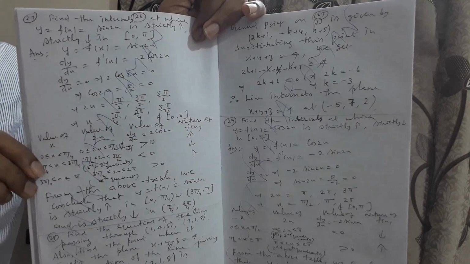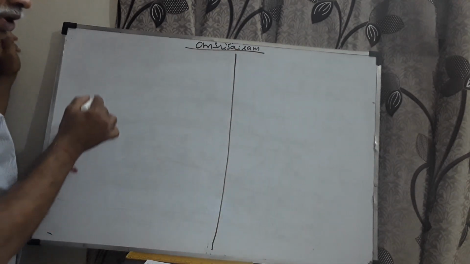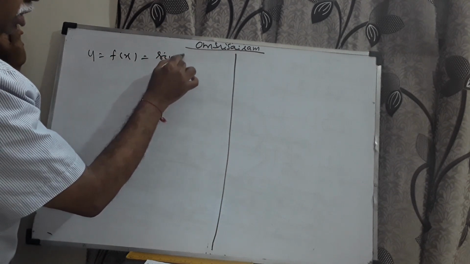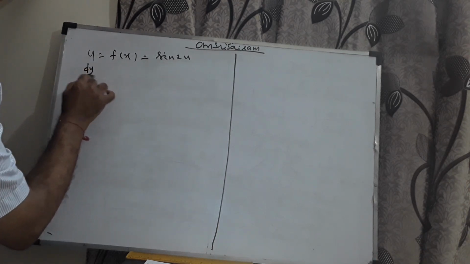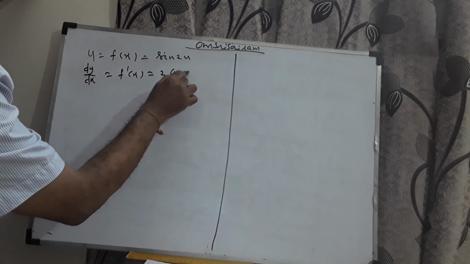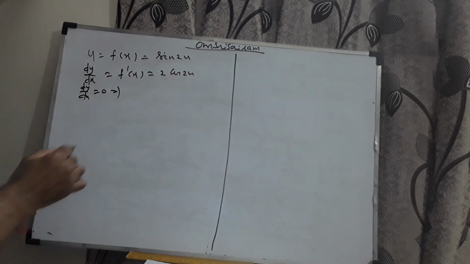In the interval 0, pi, wherever sine 2x is strictly increasing or strictly decreasing, you should find out. Listen carefully. Recall, if dy by dx is strictly greater than 0 for a function y equals f of x, it is strictly increasing. If dy by dx or f dash of x is strictly less than 0, the function is strictly decreasing. Here dy by dx happens to be 2 cos 2x.